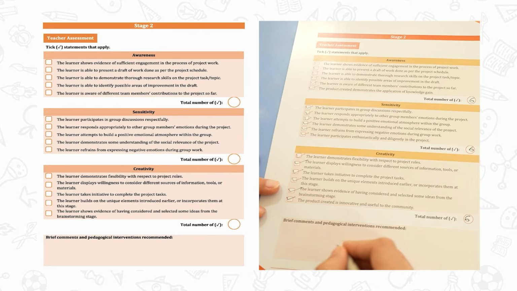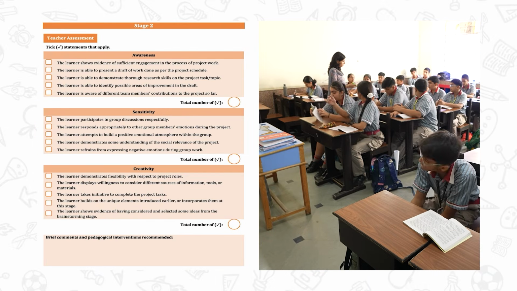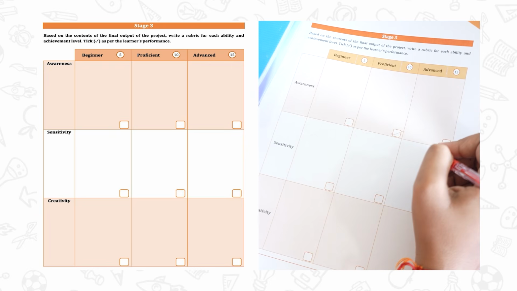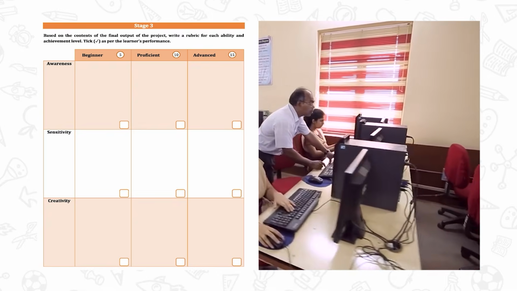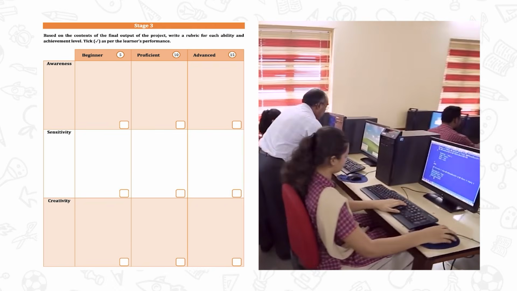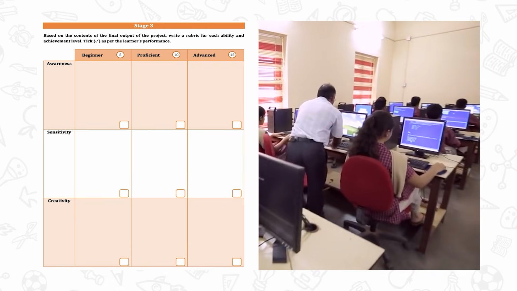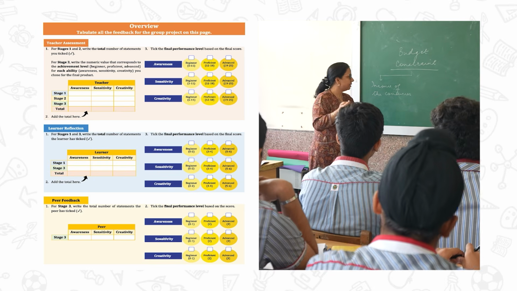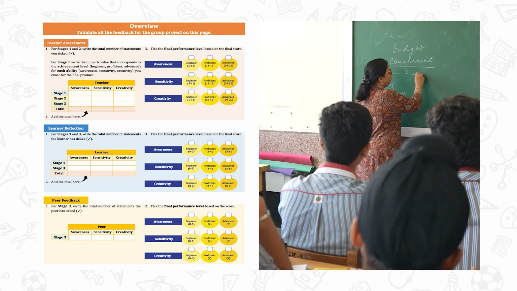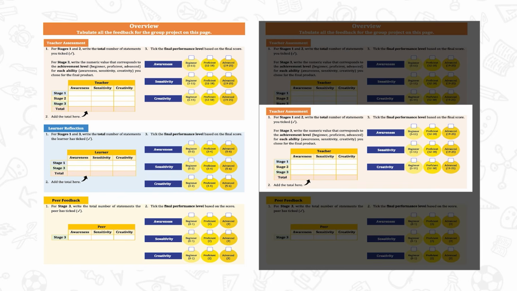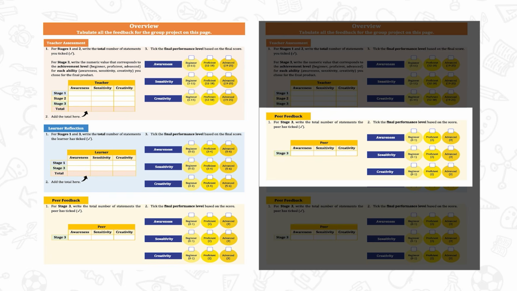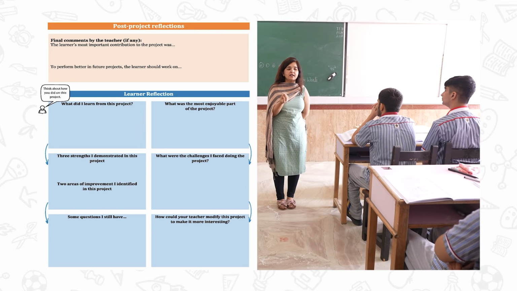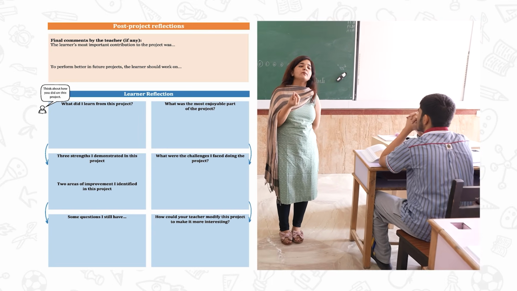In stage 2, the project is halfway through and the teacher assesses learners based on the progress made. Stage 3 is done after the project is done. The teacher creates assessment rubrics to assess the contents of the final output of the project. That is followed by learner reflection and peer feedback. The overview shows cumulative feedback for the learner based on their teacher feedback, self-reflection, and peer feedback at different stages. Finally, the learner does post-project reflections and notes down takeaways from the project.